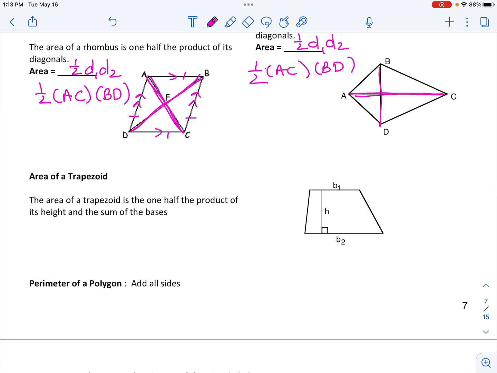This is a trapezoid. A trapezoid only has one set of parallel sides, and the formula for a trapezoid is 1/2 times the height, again the height makes a 90 degree angle with the base, times the sum of the two bases. And then for perimeter, there's no general formula. You just add up all the outside sides.